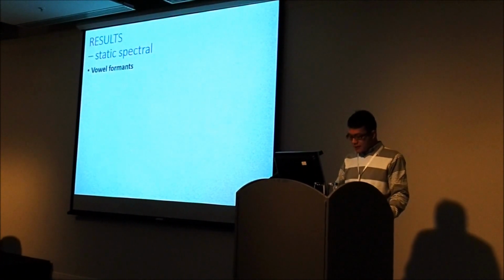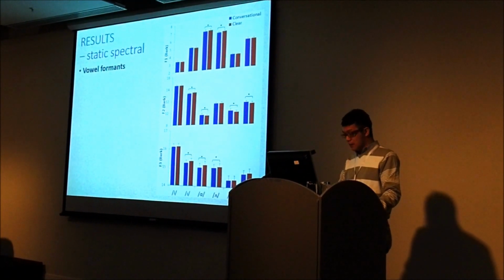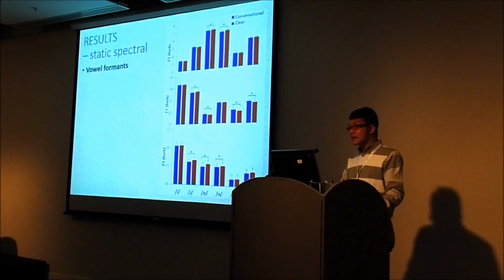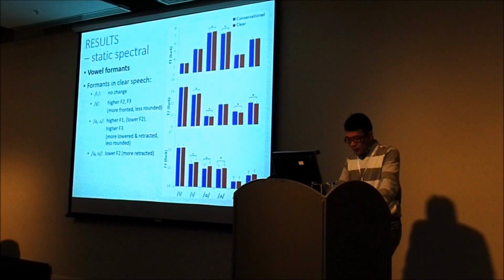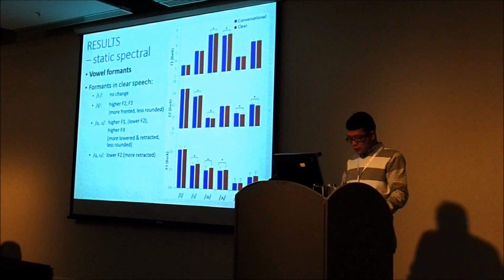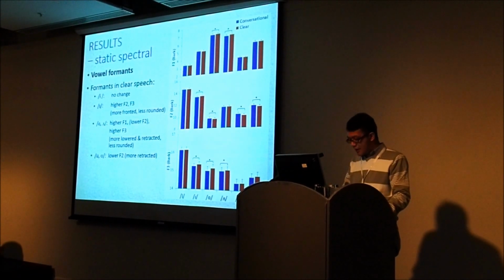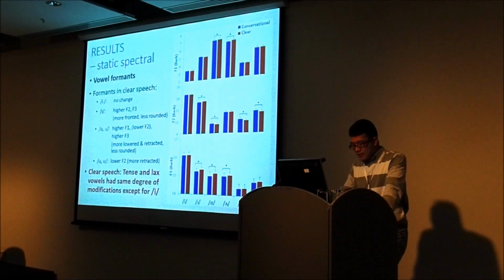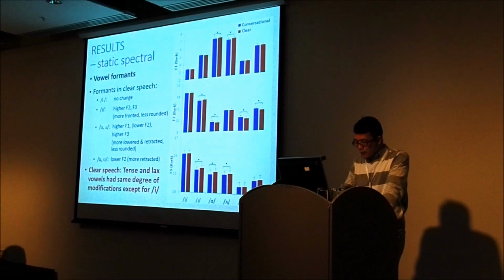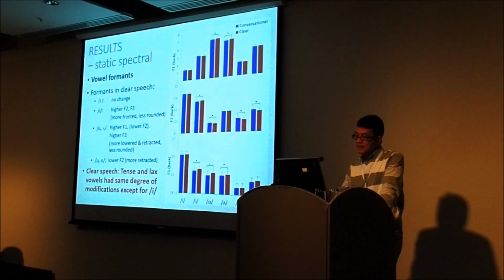For our spectral results, we first examined the formant frequency changes for each vowel, and the results were highly consistent with previous findings. Here, all vowels showed differences of formant frequency values across speaking styles, with the exception of E. So generally, the difference between tense-lax vowels was maintained across speaking styles, except for the E-I vowel pair.